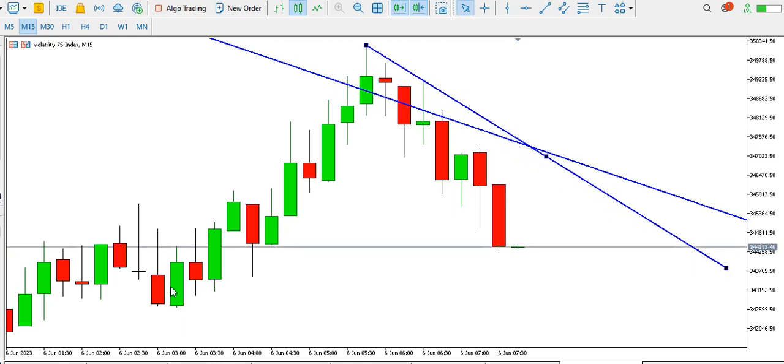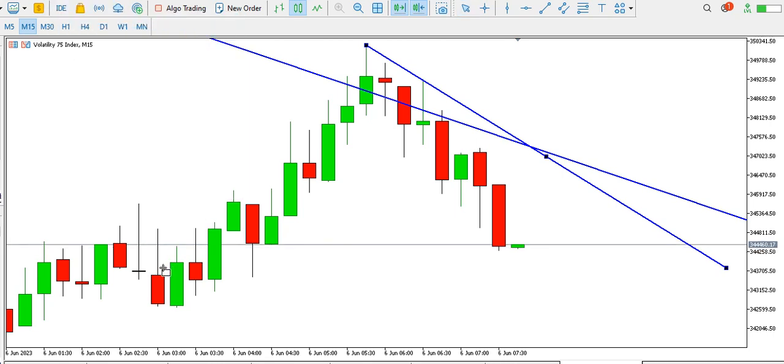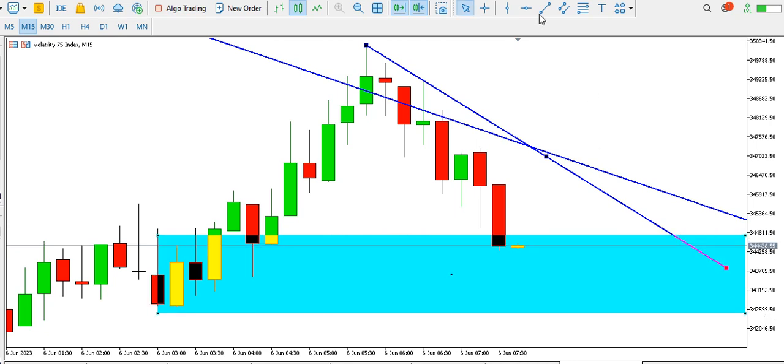We have this particular demand area around this point. Possibly the demand area around this point could serve as a short buying point, up to this particular descending trend line, for the price of volatility 75 index to continue to drop much lower. So that's what we have on the 15-minute time frame.